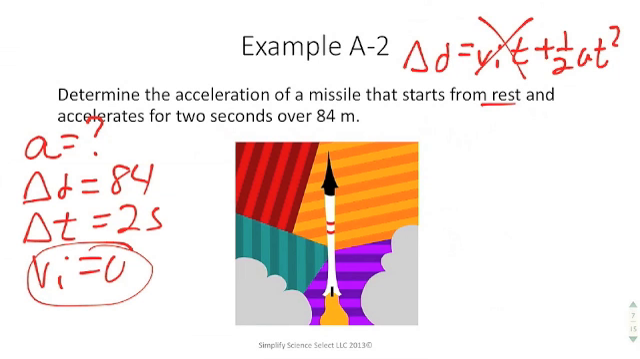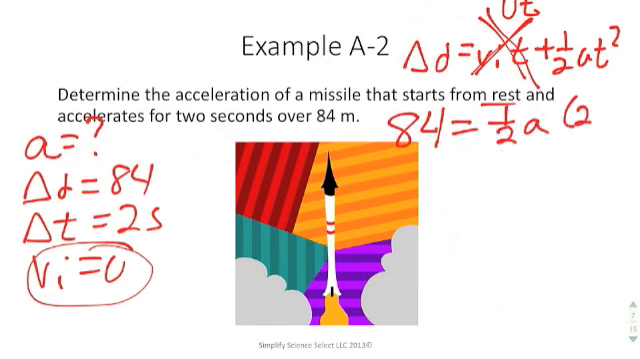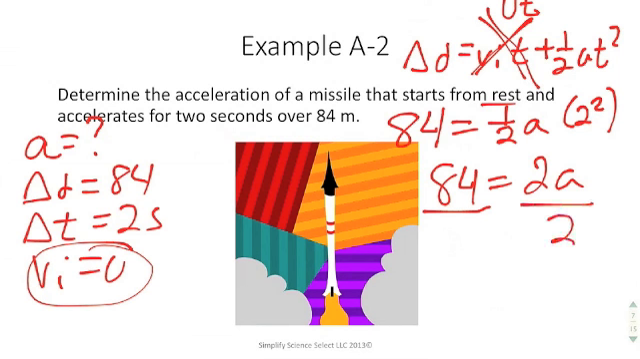So whenever we do that, we can plug in our stuff. We can say 84 equals, we're going to do away with this whole term because 0 times t is still 0. 1 half a, and then we're trying to solve for a, and we have t squared. So 2 squared is 4, and 1 half times 4 is going to be 2, so now we have 84 equals 2a. You divide both sides by 2, and when you do that, you get 42 meters per second squared equals a.